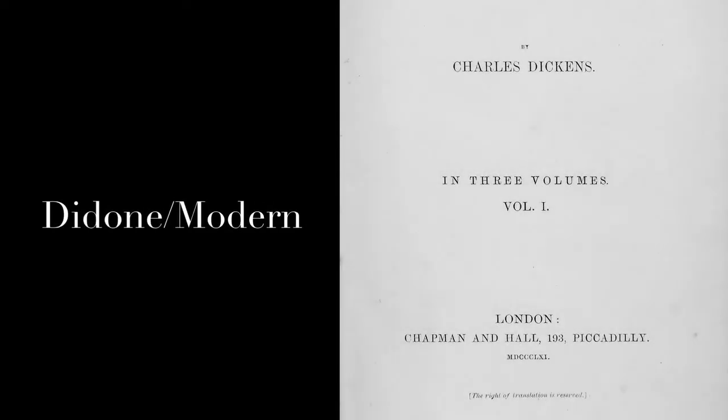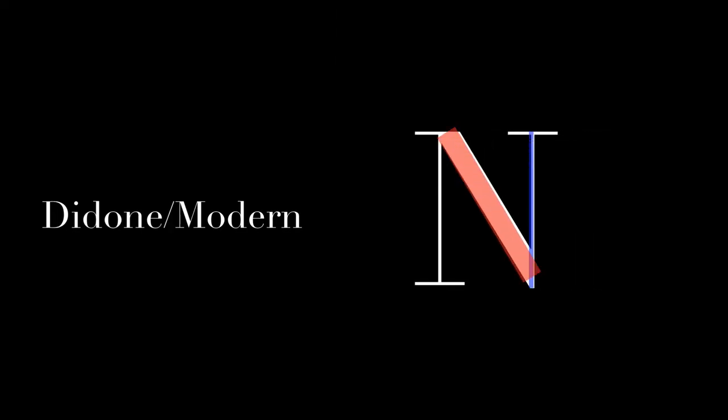Didone, or the modern serif, is the next step in its history. These are characterized by even more dramatic contrast between the thickness and thinness of the lines in the typeface. Didot is a common and readily used example of a Didone or modern serif.